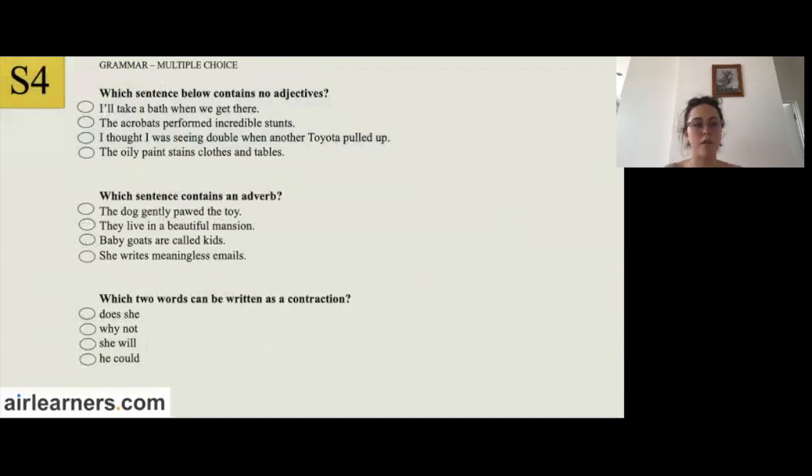So moving on to section 4. Again, I'll read the questions. You can read the answers and have a go at the questions by yourselves. Which sentence below contains no adjectives? First question. Second question. Which sentence contains an adverb? Third question. Which two words can be written as a contraction? Have a go at those questions by yourselves now, and then we'll move on.